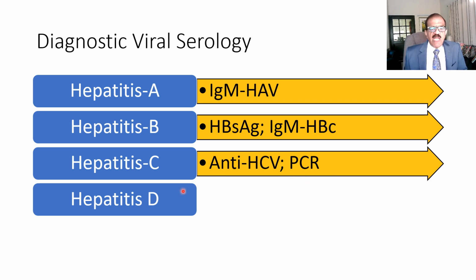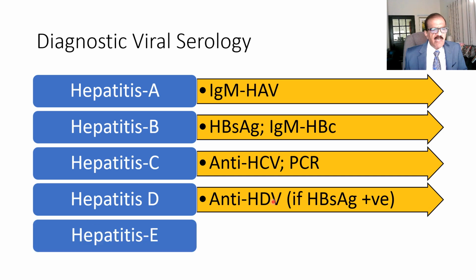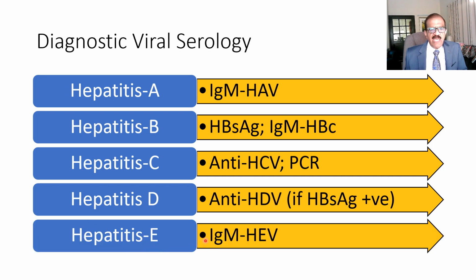Hepatitis D would become relevant only if hepatitis B surface antigen is positive. If this is negative, then the hepatitis D test is unnecessary. But if you want to do it, it would be anti-HDV, hepatitis D virus antibodies. So that can be determined. And for hepatitis E, again IgM-HEV.